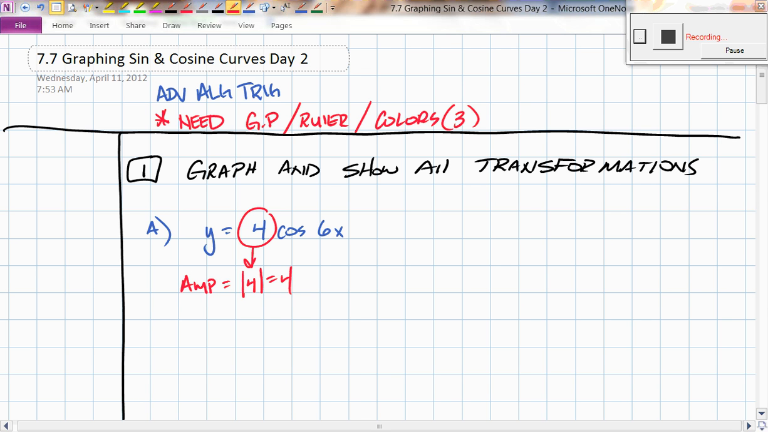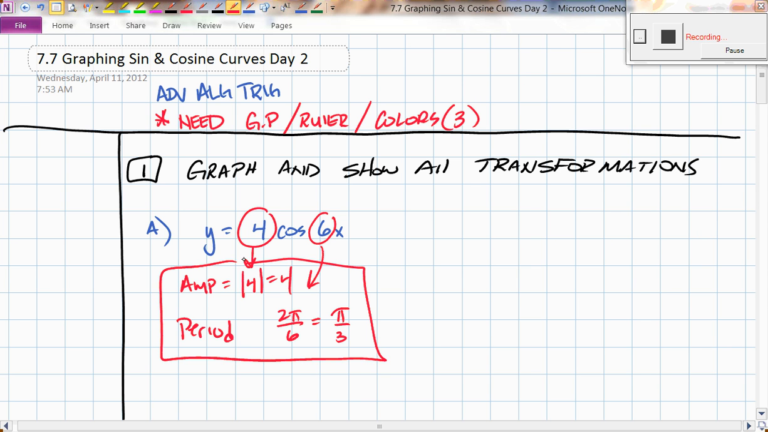What is the period then? Well, it's not quite 6, right? I take 2 pi divided by 6, which gives me pi over 3. So I have a period equal to pi over 3. These are the two things that are happening, okay?